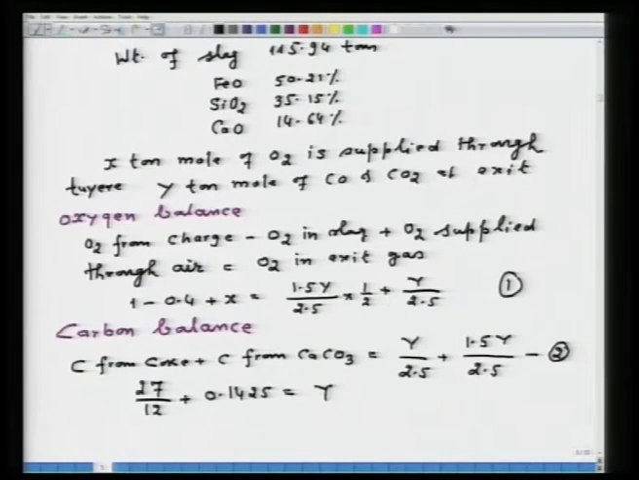Now, please think it over before you see the solution. I mean, do not see the solution. First try to understand the problem, try to solve and see how to approach such a problem. This is a very tricky problem. So, now I can calculate y from equations 1 and 2: y will be equal to 2.3925 ton moles. I hope y we have considered as CO plus CO2, and x is equal to 1.075 ton moles.